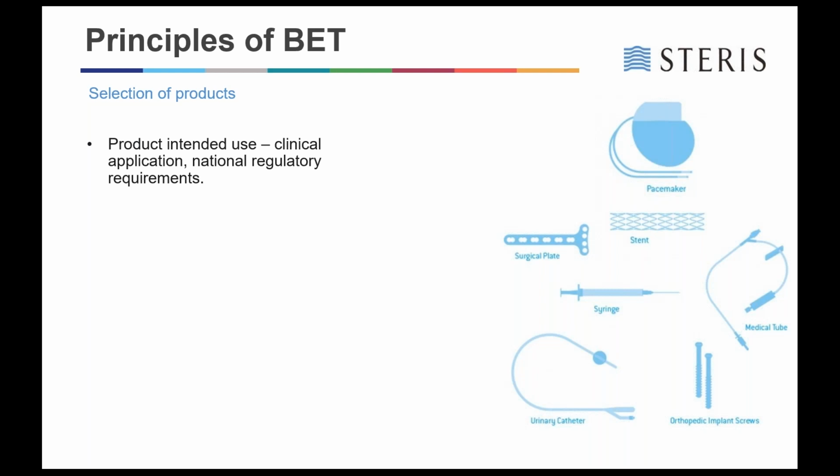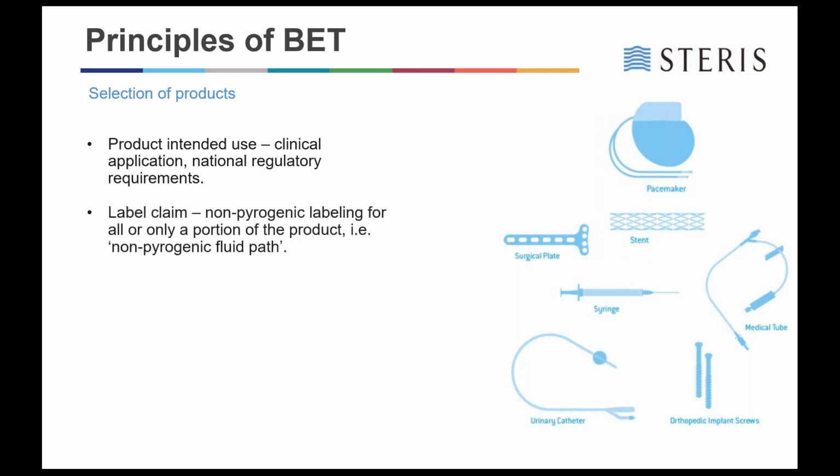So the product's intended use, as we have seen, can vary, and there are lots of different products that would be involved in this scenario. The other way that we're going to have selection of products is if your product has a label claim. And the label claim here would be a non-pyrogenic claim. The non-pyrogenic claim could refer to a certain portion of the product, for example, a fluid pathway.